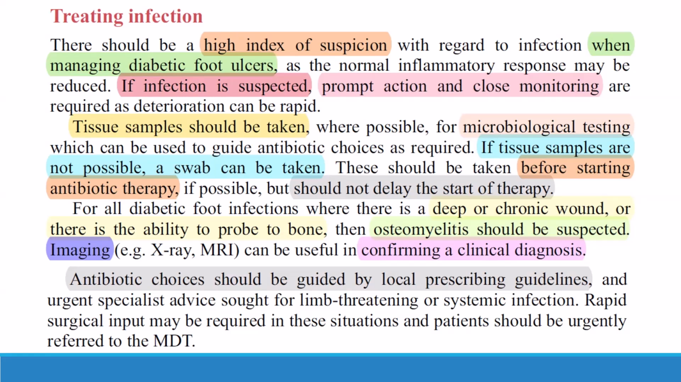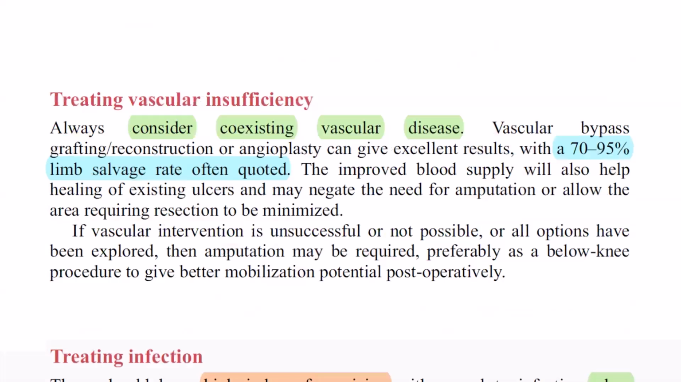Deep or chronic wound, or if there is ability to probe to the bone, osteomyelitis should be suspected. We should do X-ray as the initial imaging modality. If normal, we can do MRI, which can be useful in confirming a clinical diagnosis. The antibiotic choice should be guided by local prescribing guidelines.